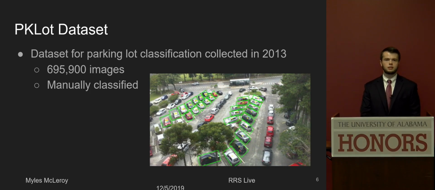Some researchers in 2013 decided they wanted to use images to solve this problem instead of relying on sensors or gates. PKLot is a robust data set for parking lot classification. It contains 695,900 images. And in each image, they manually labeled each vehicle. This can be used by convolutional neural networks to predict if there's a car occupying each space or not.